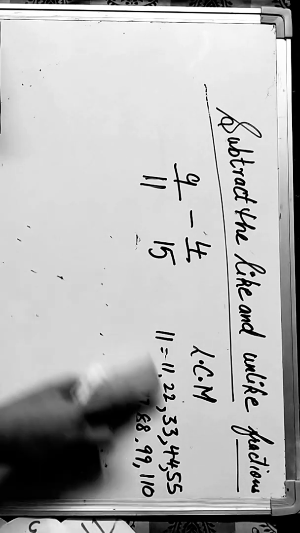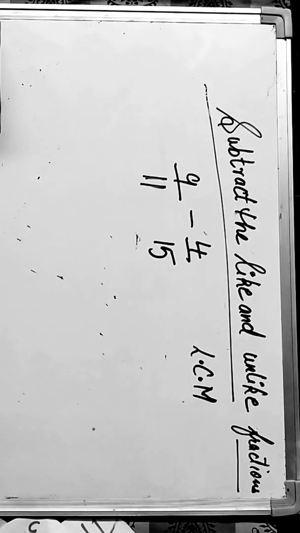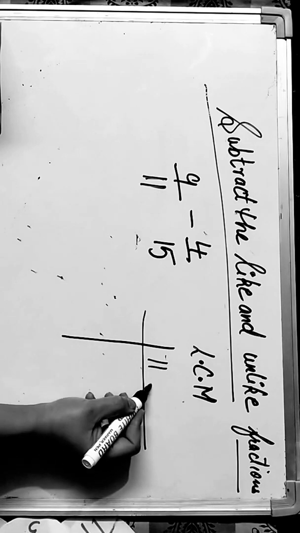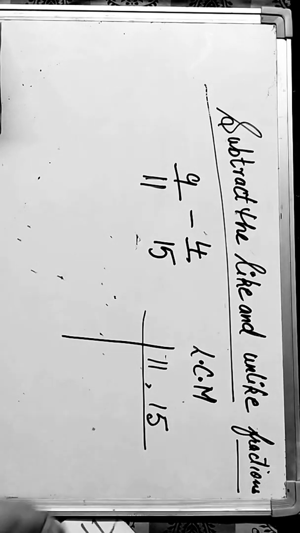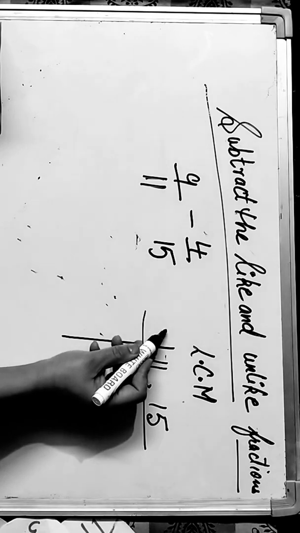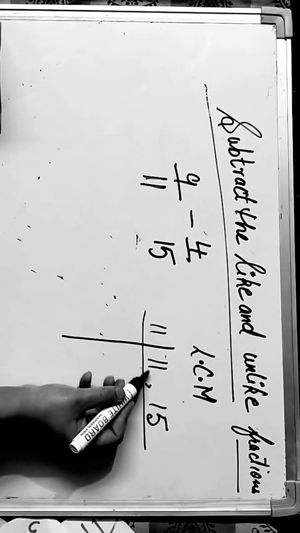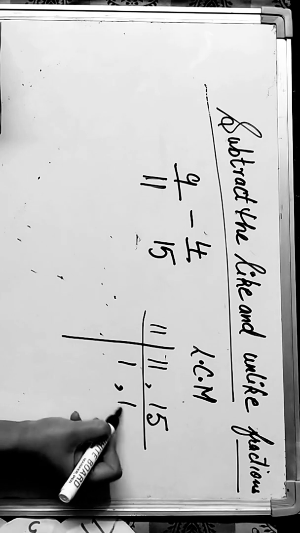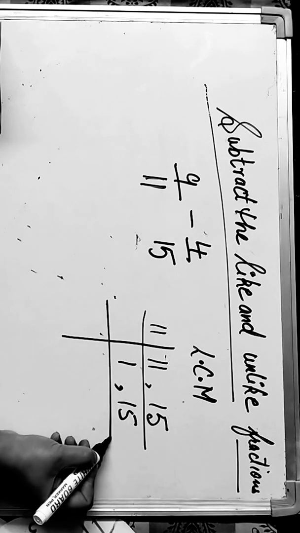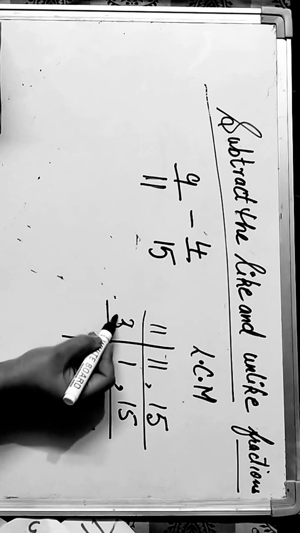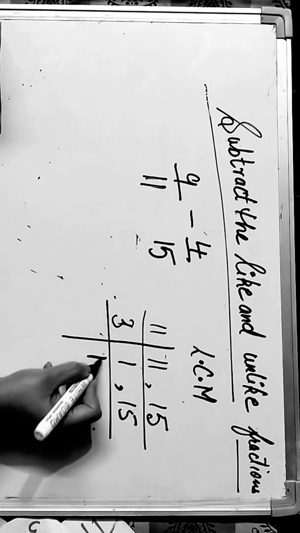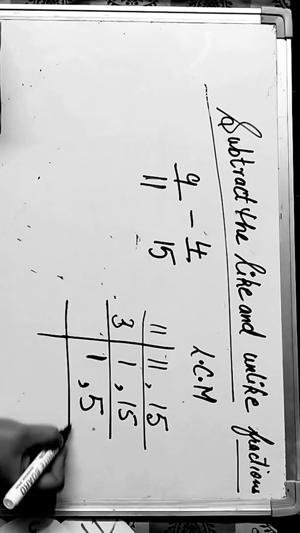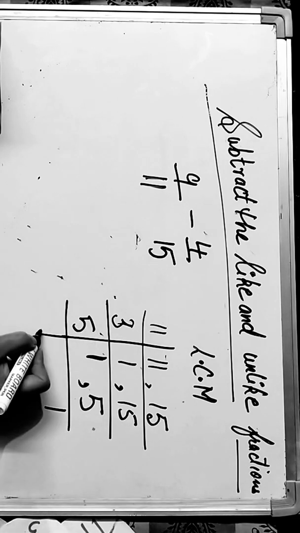So what will I do now? I'll take out the LCM in another way. This you have learned before also. I'll keep both the numbers in the box. There is no prime number. 11 is the prime number. Let us divide. 11 ones are 11, and 15 we'll keep as it is. We can divide 15. 1 we will copy down like that only. 3 5s are 15. 5 1s are 5.